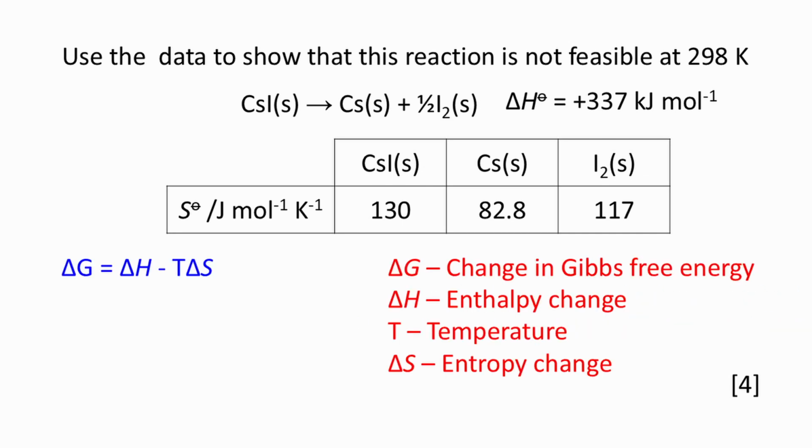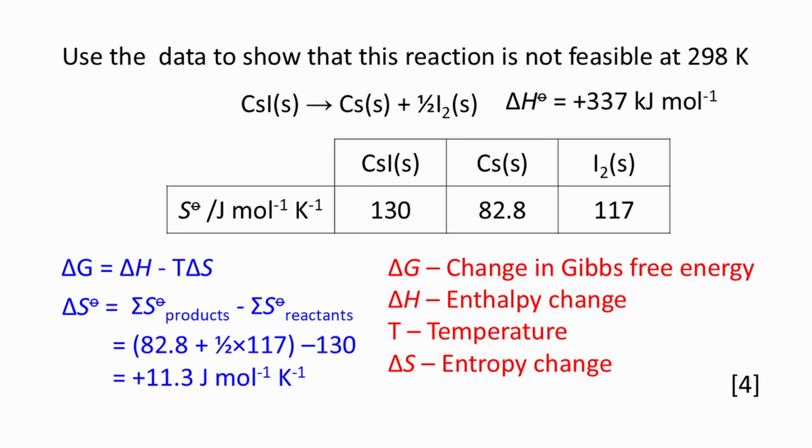To answer this question, you have to know the Gibbs equation. It will not be given to you in the exam. Delta G is equal to delta H minus T delta S. Delta G is the change in Gibbs free energy. Delta H is the enthalpy change, T is temperature, and delta S is entropy change.